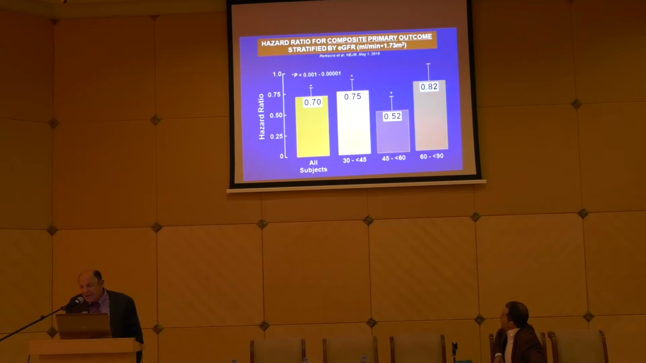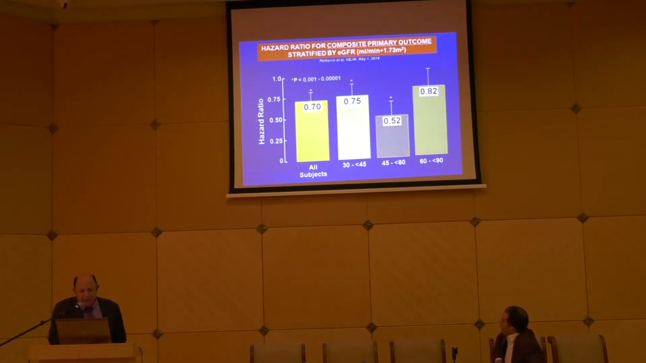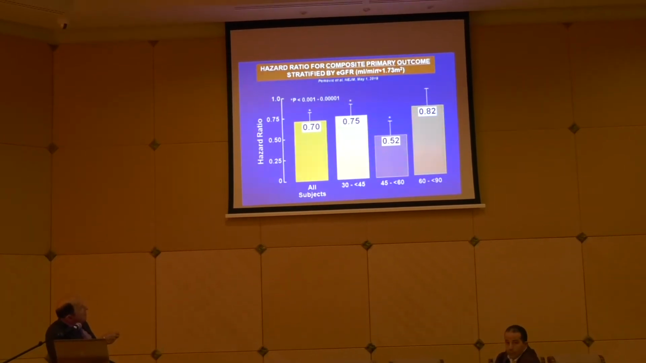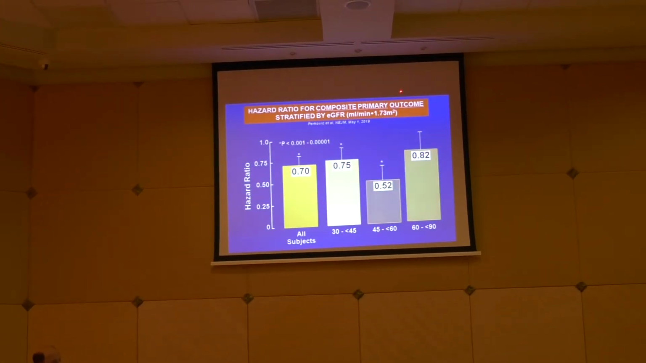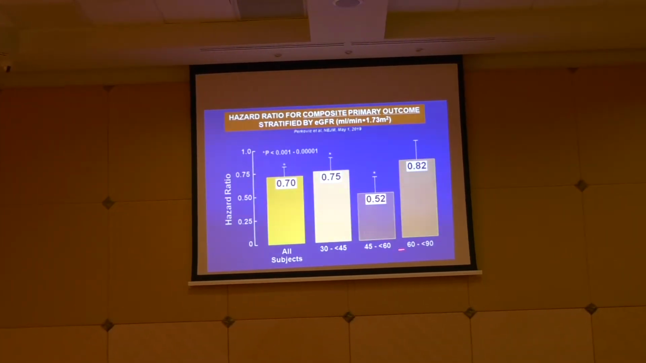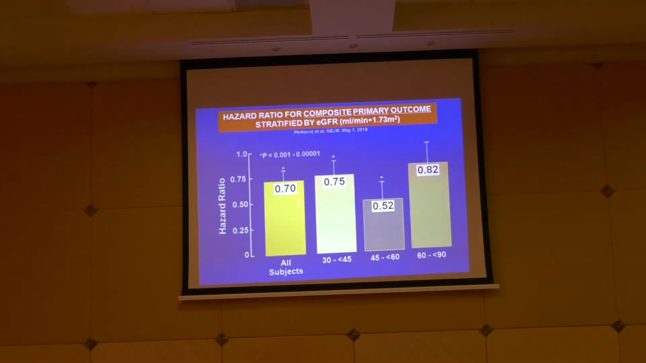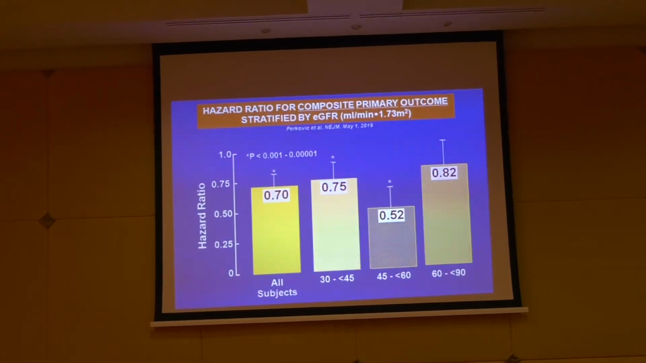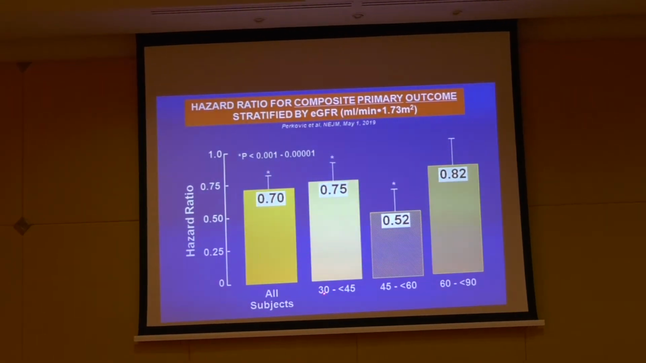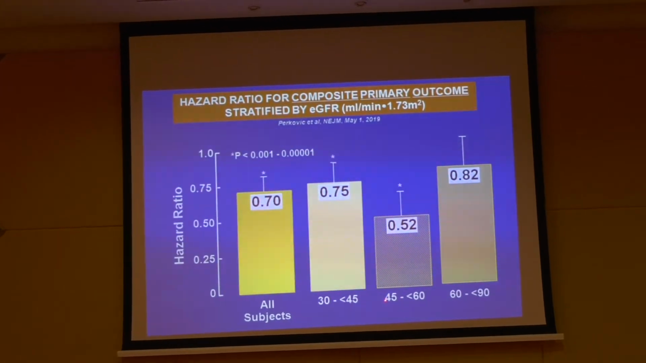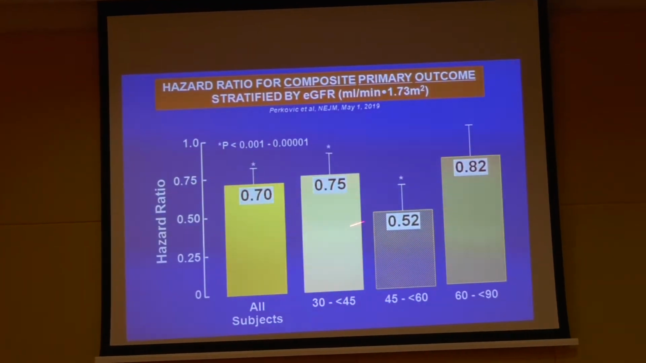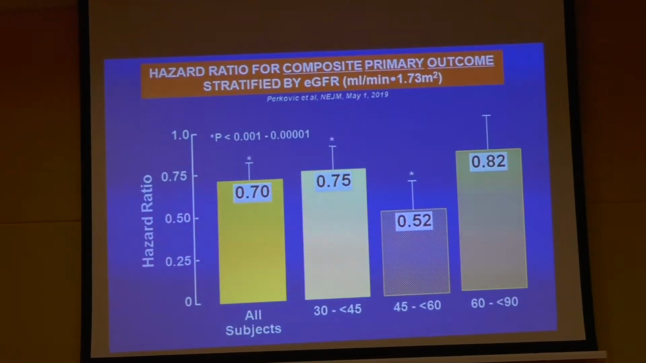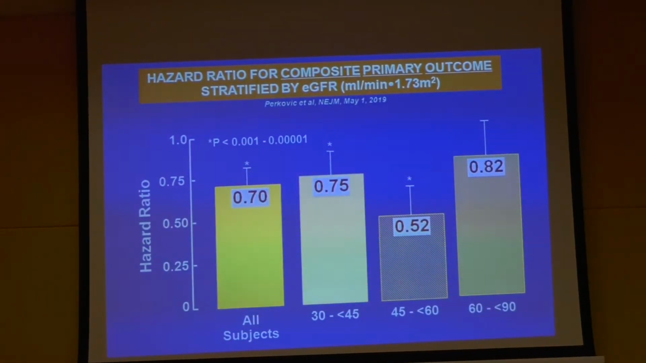So let's now look at each of the individual endpoints. This is the composite cardiovascular and renal endpoint factored by what the GFR is. As I told you, there was a hazard ratio of 0.7, a 30% reduction when you look at the entire group. But if we break it down, you had a GFR 30 to 45, 45 to 60, 60 to 90. Every one of these is statistically significantly decreased. So it doesn't make any difference what your starting GFR is, that composite endpoint is reduced.